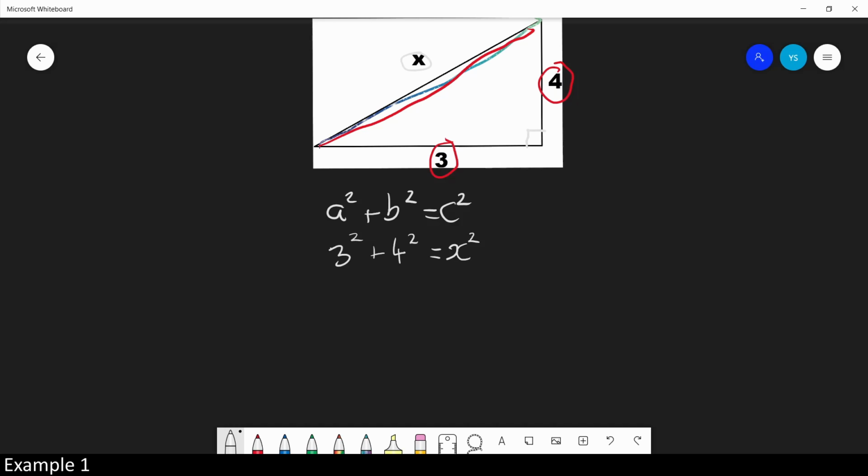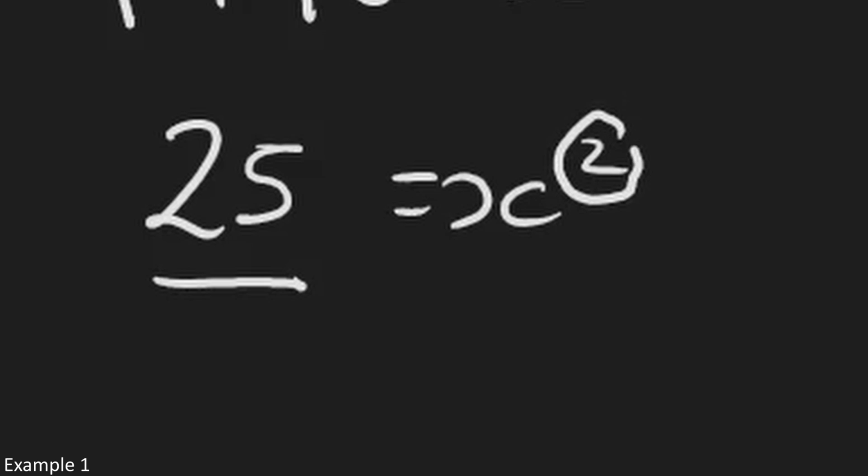And now we just have some basic maths to do. So 3 squared is 9, plus 4 squared is 16, is equal to x squared. All good. And then again, if we just add 9 plus 16, that gives us 25, is equal to x squared. Now, one thing to note is 25 is not our answer. This is not our answer, because we don't have x, we have x squared.